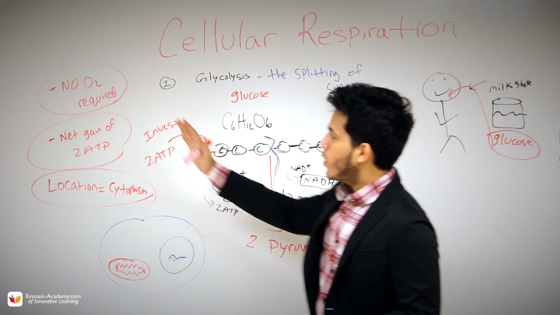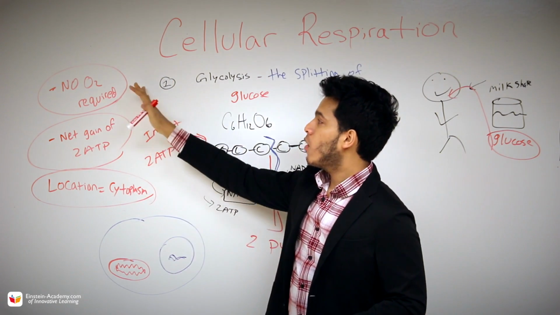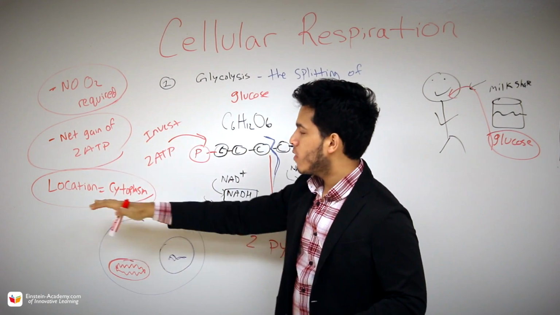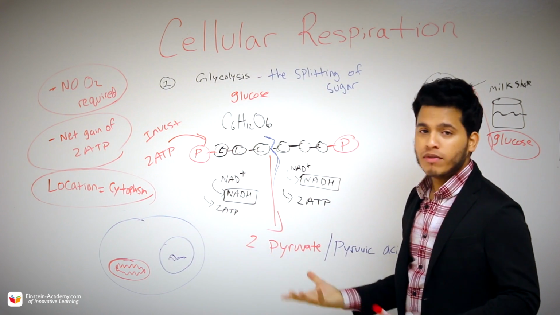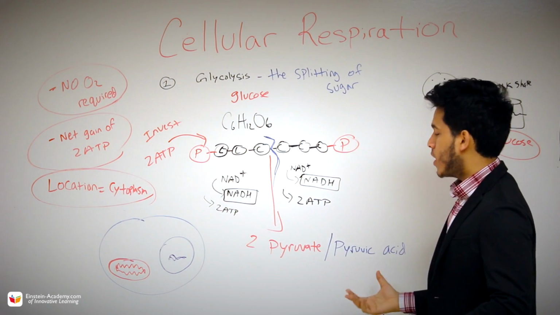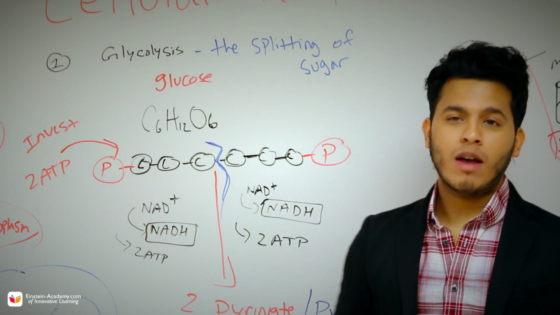So this is all you have to know. This is probably the most important thing you have to know. No oxygen is required for glycolysis. We have a net gain of 2 ATP. The location is in the cytoplasm, and now we're left with our product of glycolysis, which is 2 pyruvate molecules. Once again, it could be written as pyruvic acid. So go ahead and start memorizing this now.